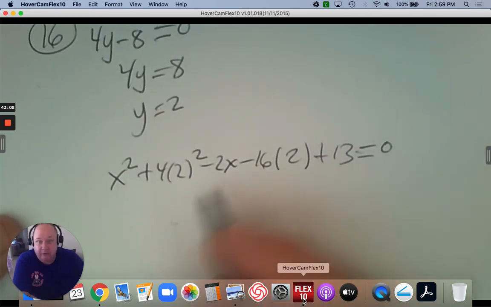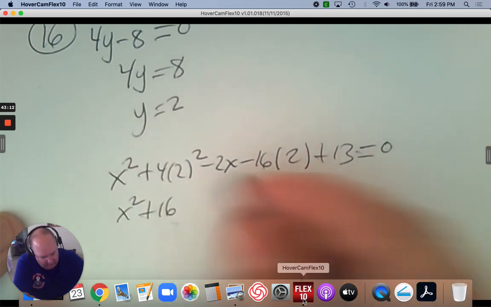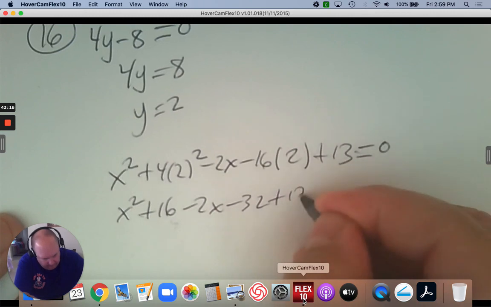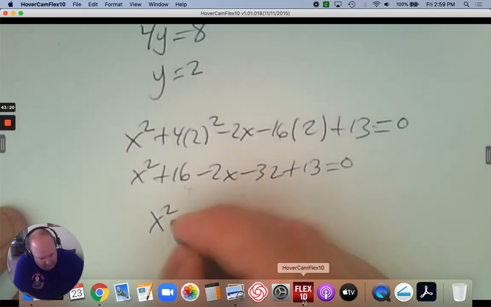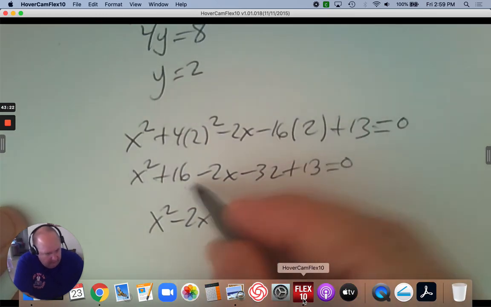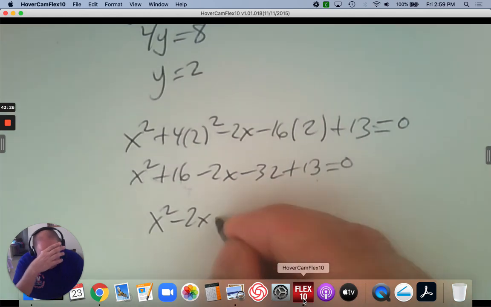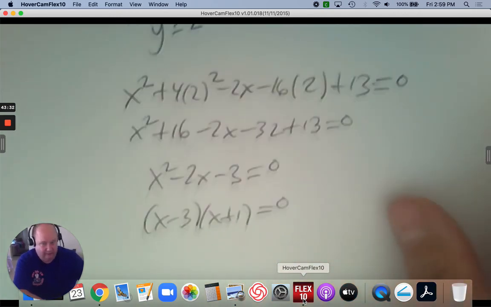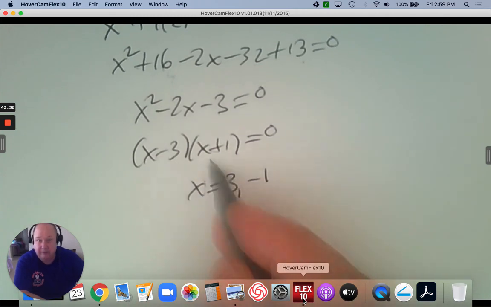And now solve for x. So this is 16. This is 32. Combine like terms. So 16 and 13 is 29. Take away 32, so that's -3. It's nice when it's nice and easily factorable. So I get the two answers, +3 and -1.